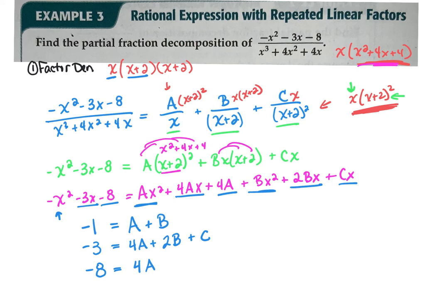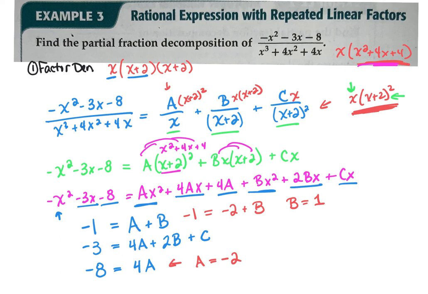I don't even have to do Cramer's here, by the way. What can I solve for? I can solve for a immediately, can't I? Yeah. What is a? A is -2. How does that help me? Plug it into the top one. -1 equals -2 plus b. Add 2 over. What is b? 1. b is 1.